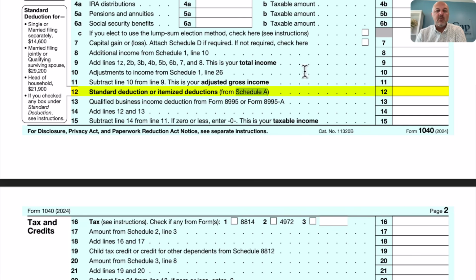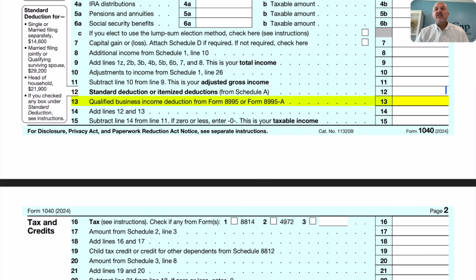So for example, if you were married filing jointly and your standard deduction is $29,200, and you had eligible mortgage interest of $50,000. Well, your $50,000 is greater than this $29,200. You would put that $50,000 here under line 12. Okay. So once you've got your itemized or standard deduction, the next category is called the qualified business income deduction, also known as a QBI deduction.